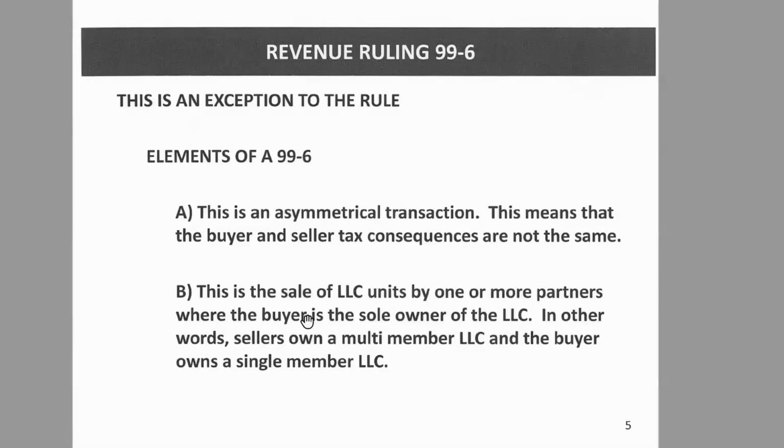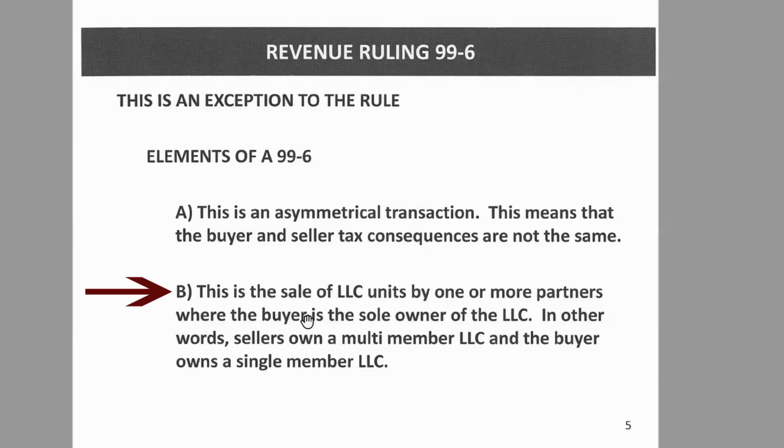Elements of A. Oh, this is so poorly written. Go ahead. 99.6. A, this is an asymmetrical transaction. This means the buyer and seller consequences are not the same. B, this is the sale of LLC units by one or more partners where the buyer is the sole owner of the LLC. In other words, the seller owns a multi-member LLC and the buyer owns a single member LLC.